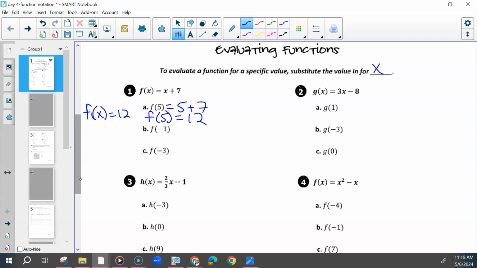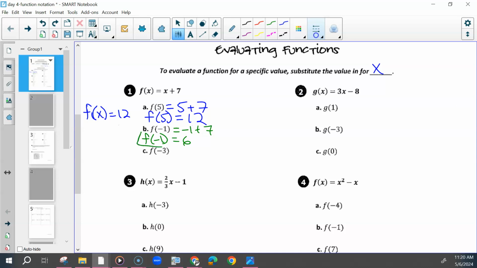Okay. Before we do part B and C, did you have questions about part A? So we're going to do the same thing for B and put -1 in for your x's, like that, and figure out what your y value would be, which is 6. Or you put f of x equals 6.